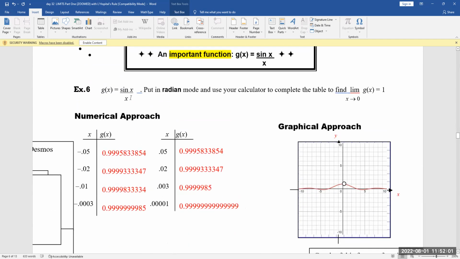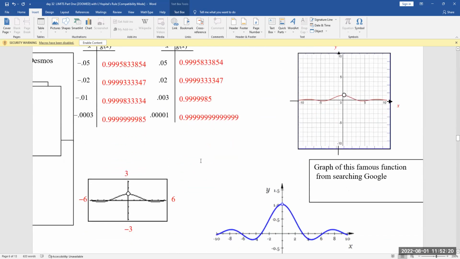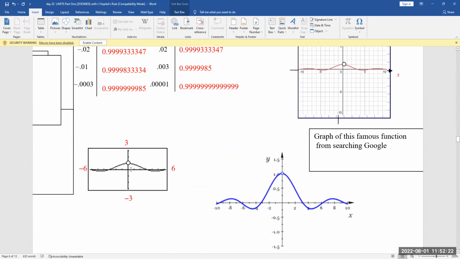Sine of x over x. Oh yes, sine of x over x. As x approaches 0, we got our very special limit of 1. Do you recall this? Nice graph. We explored this on the Stan the Can problem. We did this on homework more than once. We have the sine of x over x graphed from a graphing calculator, graphed from Google, very famous function.